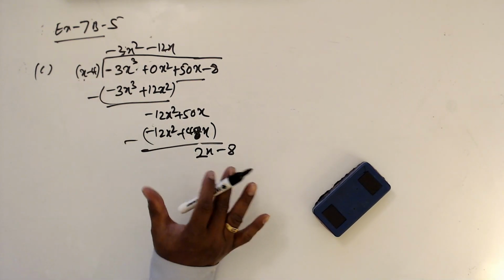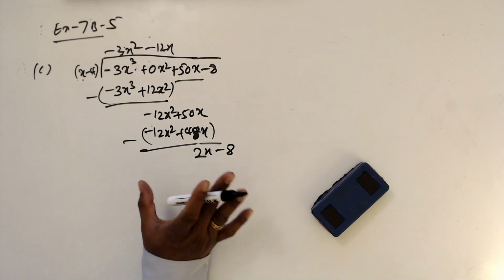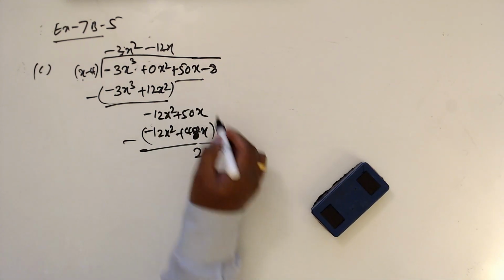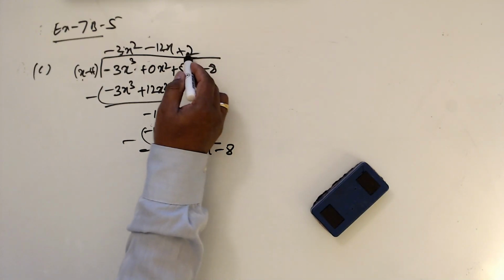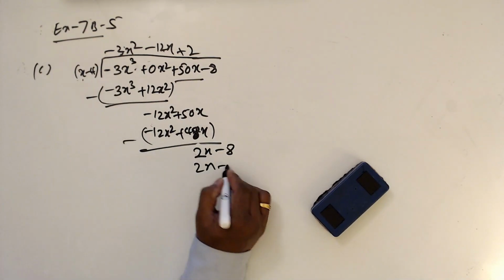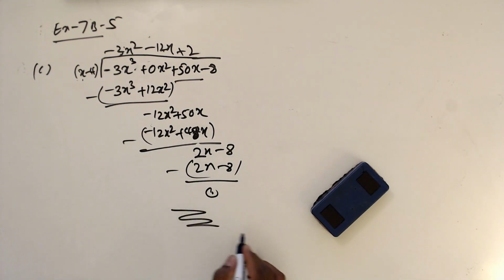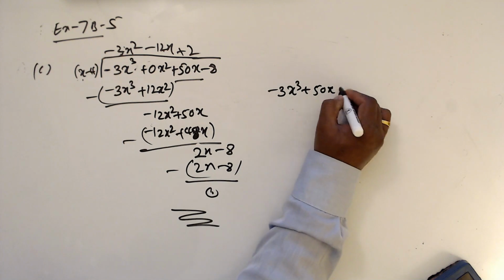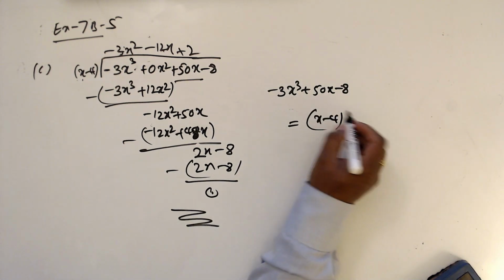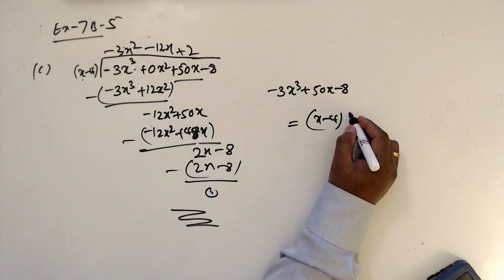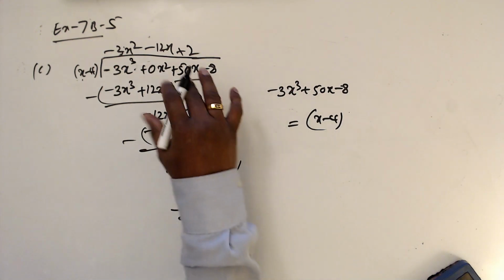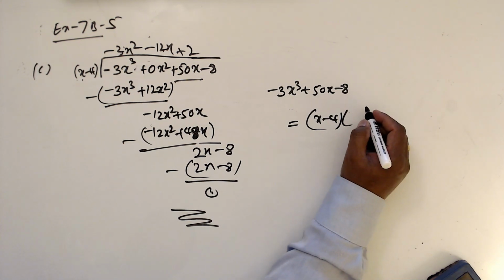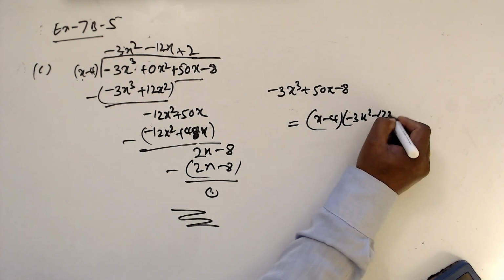Because I checked, it doesn't cancel out. So I thought I made a mistake and I double checked. Then I saw this one. And then yes, now this is going to be plus 2, and 2 times x, 2x, this is going to be minus 8. When you subtract, it is going to be 0. You can write the answer minus 3x cube plus 50x minus 8 equals x minus 4. You don't need to write 0x square here, because it is a trick we introduce to simplify this sum. And minus 3x square minus 12x plus 2.